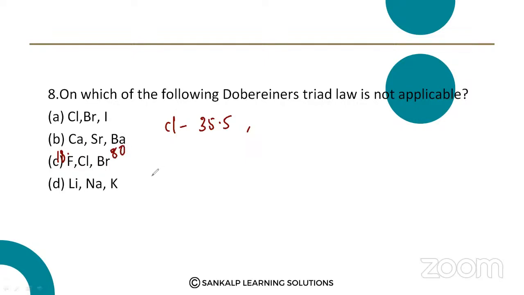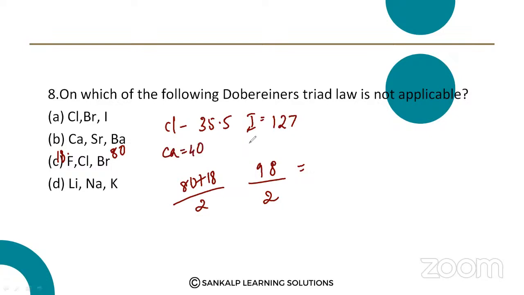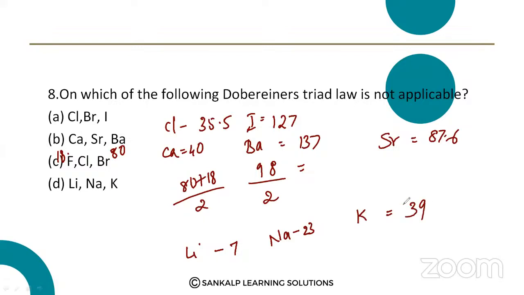Okay, just see now 80 plus 18, divided by 2. 98 by 2, what you will get? Iodine is 127. Calcium is 40. Barium is 137. Then it should come of strontium to be 87.6. Just check for all. Okay, I'll just give you the atomic masses. Then lithium will be 7. Sodium will be 23. Potassium will be 39. Okay, now you can just have an idea.